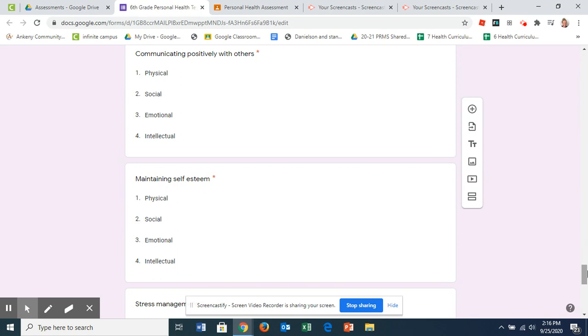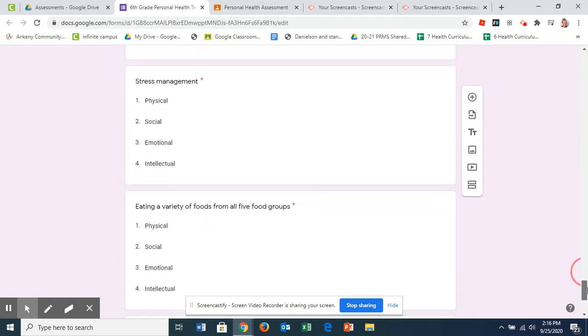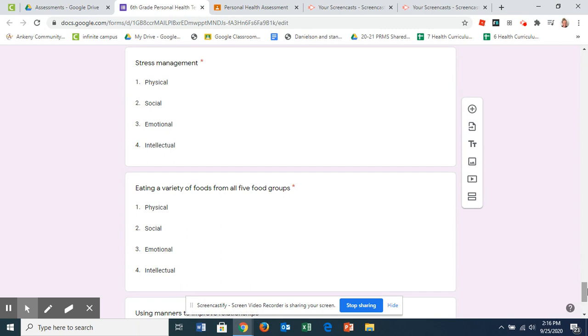Next descriptor, communicating positively with others. Physical, social, emotional, or intellectual health. Maintaining self-esteem is the next descriptor. Physical, social, emotional, or intellectual health. Next descriptor, stress management. Physical, social, emotional, or intellectual health. Remember just to choose one.